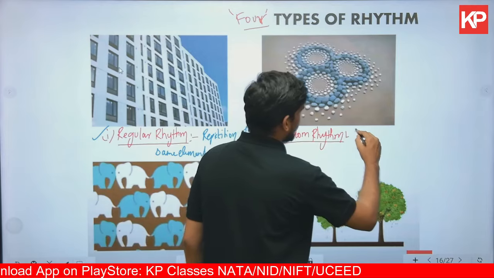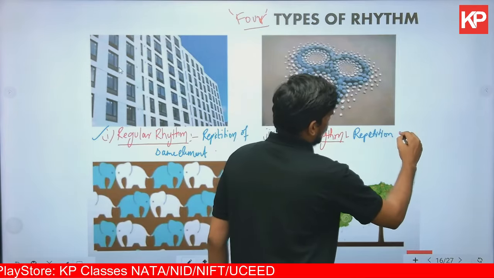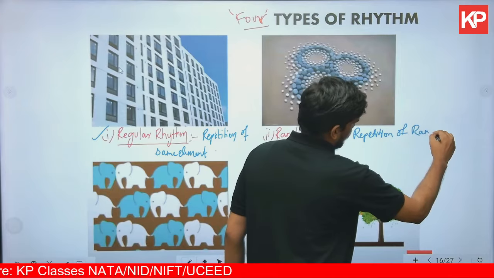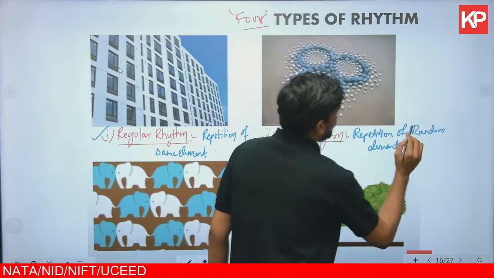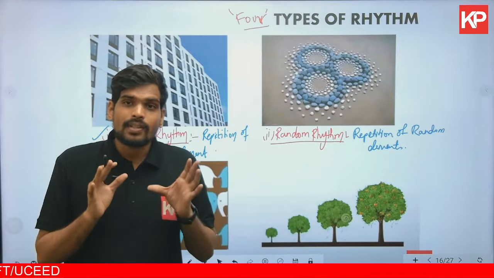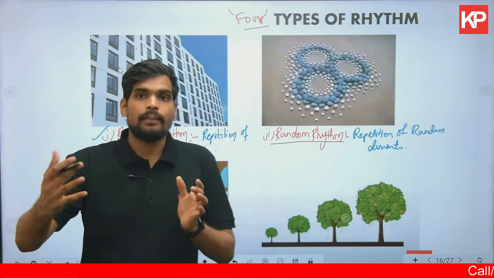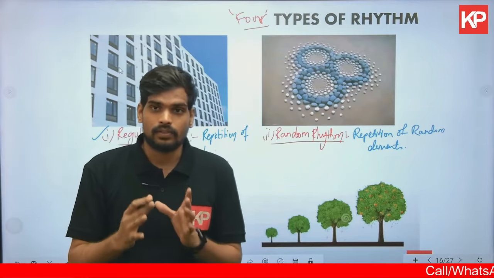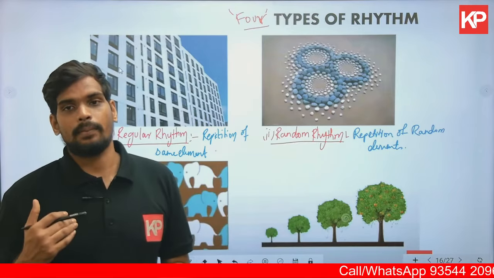Random rhythm is basically repetition of random elements with some common feature. Obviously, I cannot say I put 10 different objects and it is rhythm. There should be something common. What is common here? Everything is stone. So stones are repeating but of different element, different randomness. So there's difference in them, there's randomness in them. So that is random rhythm, the second type of rhythm.